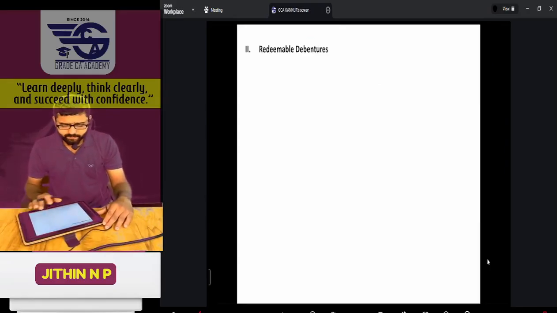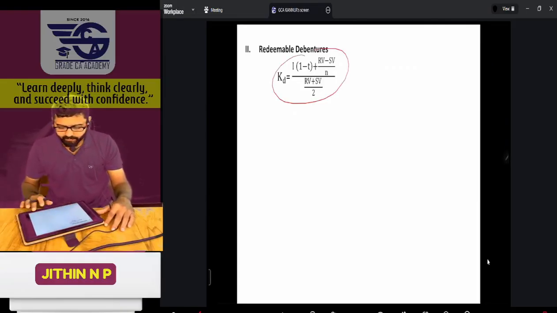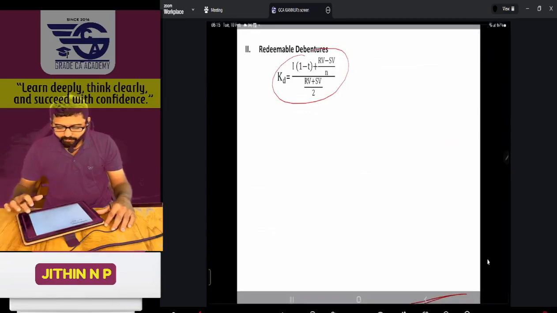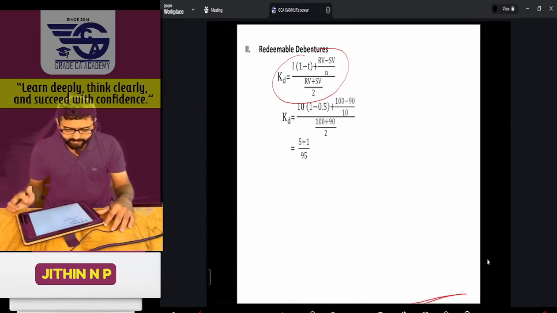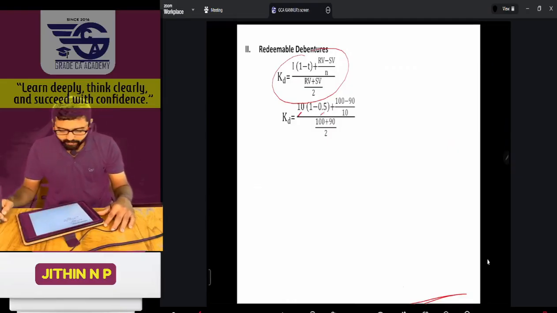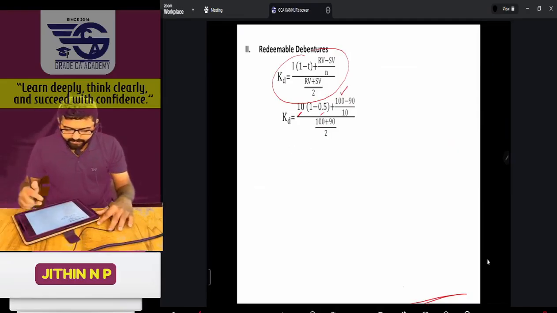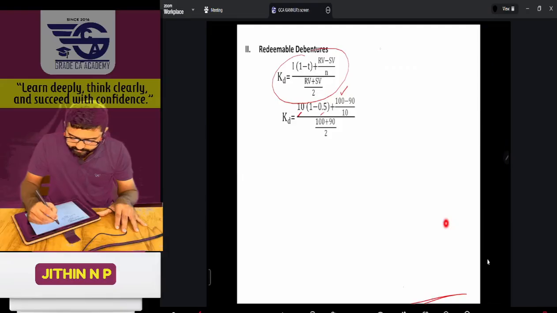For redeemable debentures, KD equals I into (1 minus T) plus (RV minus SV) divided by N, whole divided by (RV plus SV) divided by 2. This is the formula. Then I is 10 rupees, 1 minus T is 1 minus 0.5, plus RV minus SV. RV is the redemption value. Here you need to write the RV, the redemption value.